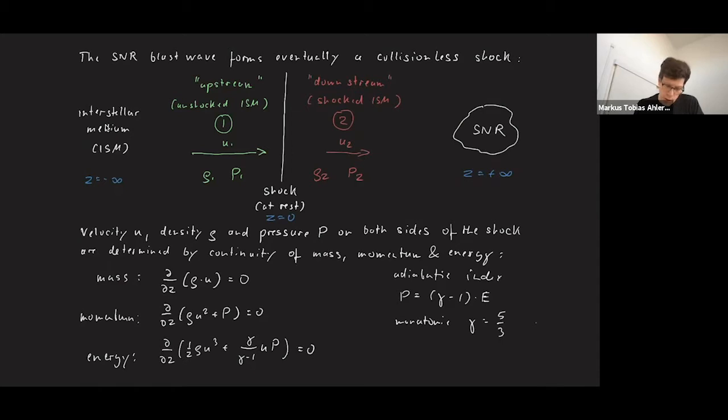If you have a diatomic gas, you have more degrees of freedom. And in this case, the adiabatic index would be somewhat smaller. It would be 7/5.